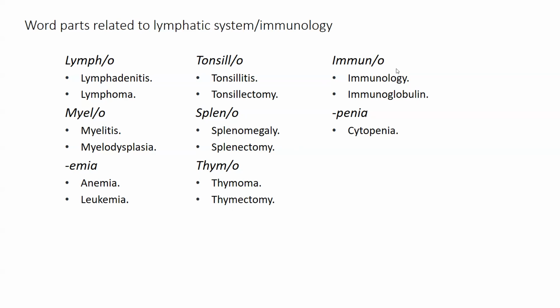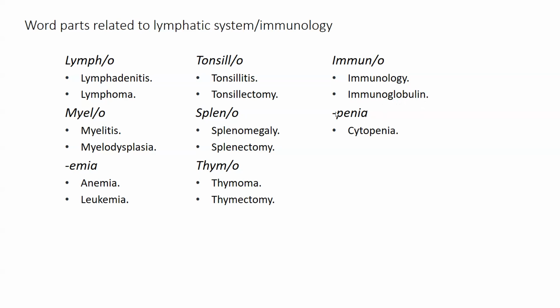Immuno refers to anything having to do with your immune system. So immunology is the study of the immune system. An immunoglobulin is an antibody. A globulin is a protein specific to the immune system, and all immunoglobulins are antibodies.